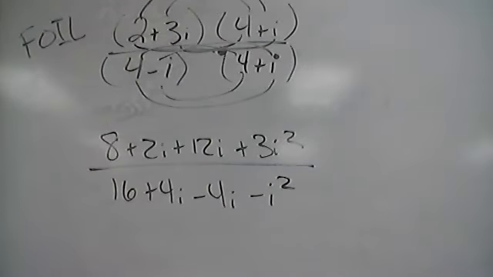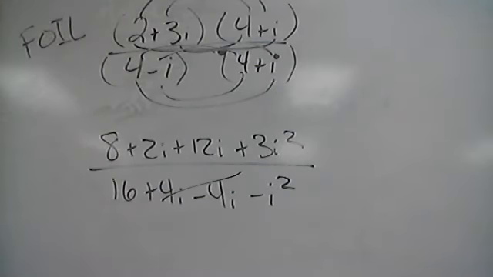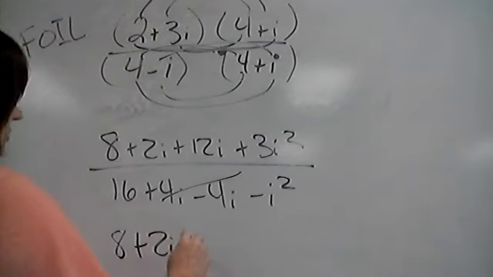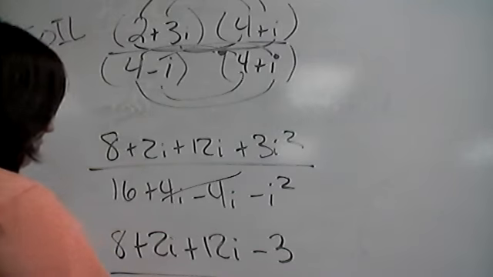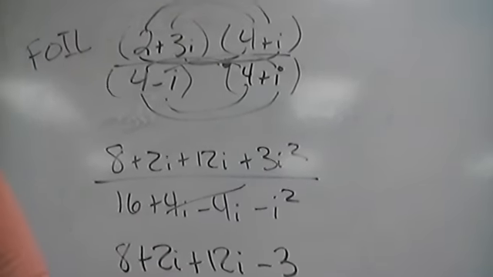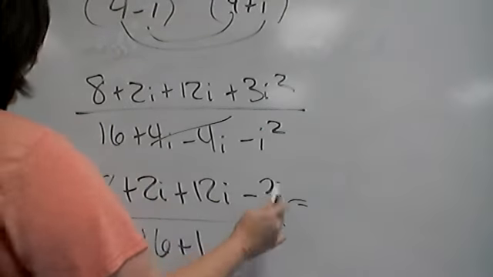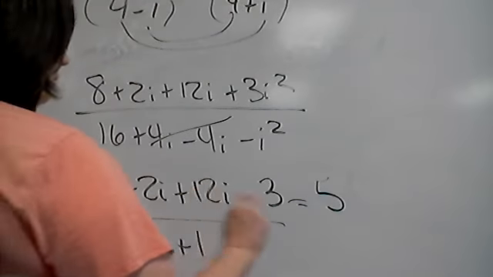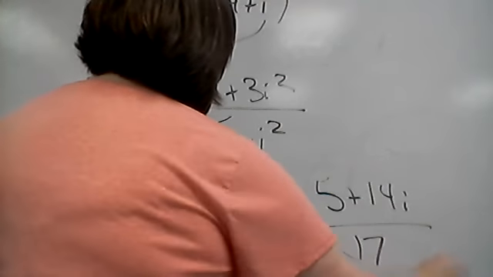All right, so I have 8 plus 2i plus 12i plus 3i squared over 16 plus 4i minus 4i minus i squared. So these 4i's on the bottom are going to cancel out. We're going to replace the i squareds, which is going to change the sign. So 8 plus 2i plus 12i minus 3 and 16 plus 1. And then I'm going to just combine my like terms. So I'm going to get 8 minus 3, which is 5. 2i plus 12i is 14i. And 16 plus 1 is 17.